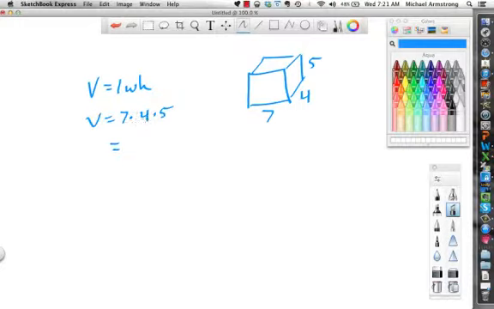7 times 4 is 28. And 28 times 5 is something. I could figure it out, but I might prefer to do 4 times 5 is 20, and then 20 times 7 is 140, so it would be 140 meters to the third power. That's how this works. That's what the volume is equal to.